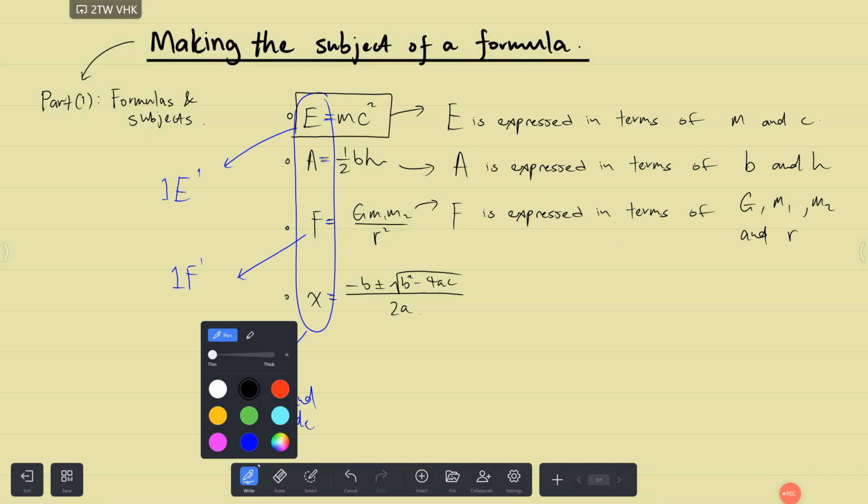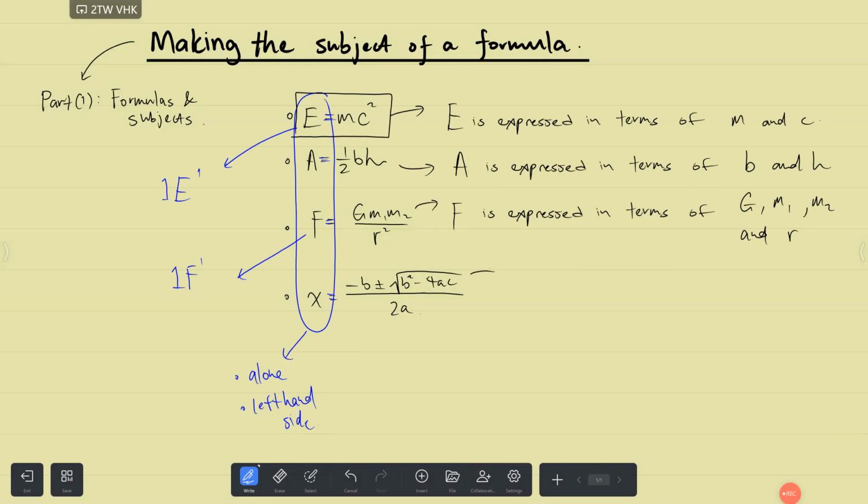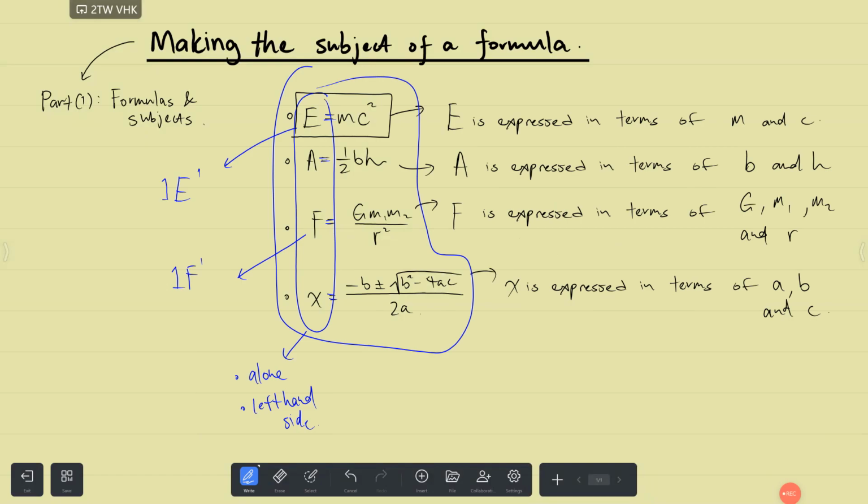The last formula is something you learn in Sec 3 or you've already learned in Sec 3, is that X is expressed in terms of, look at all the variables here that you see over here. B is repeated, A is also repeated, but we know that there are only three variables on the right hand side that are unique, A, B, and C.